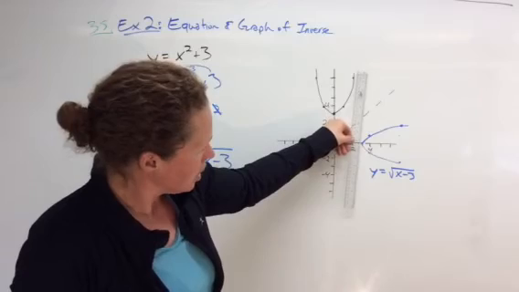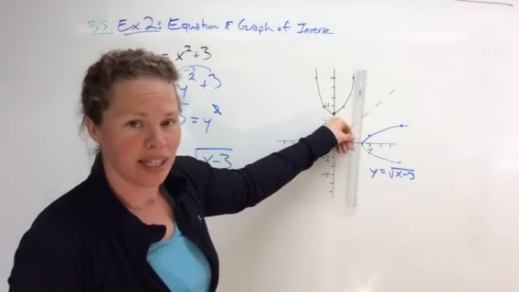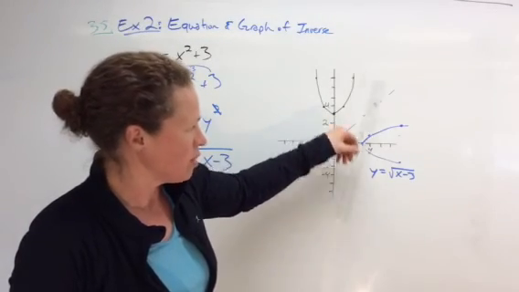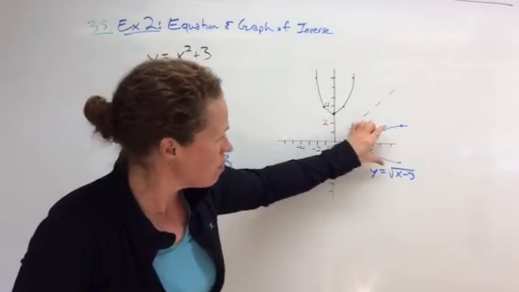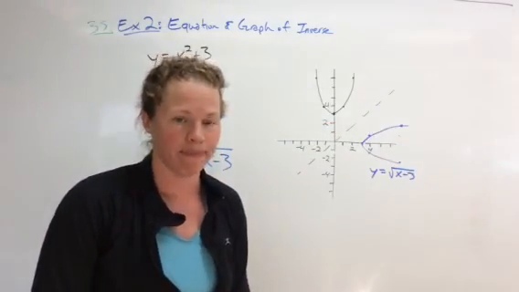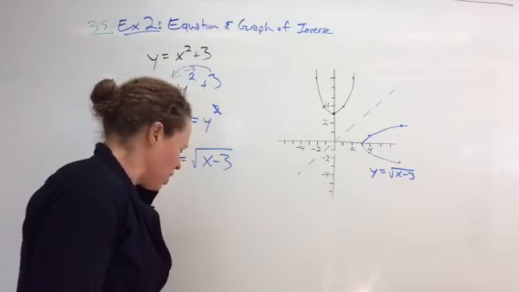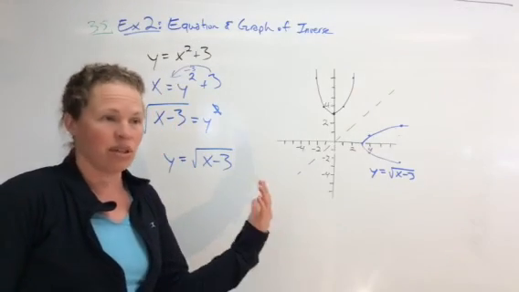However, this one, right away, violates. Nope, not a function because it's flipped on its side. There's two values of y for every value of x. So, it's not a function, even though the original one was.